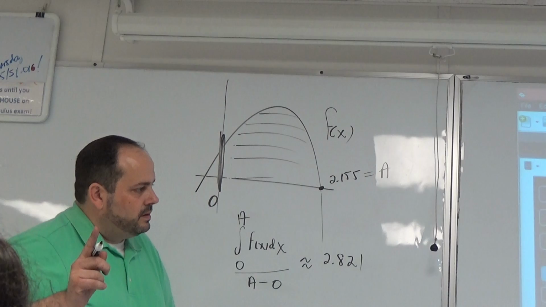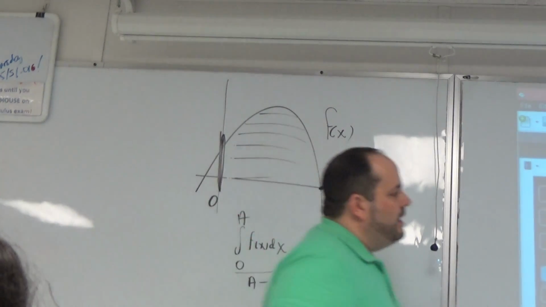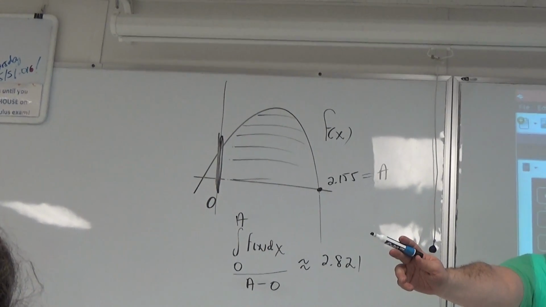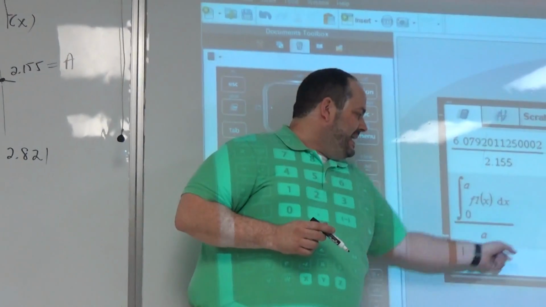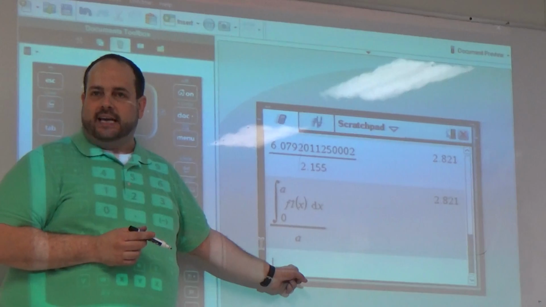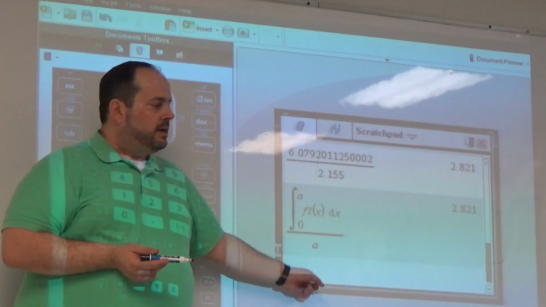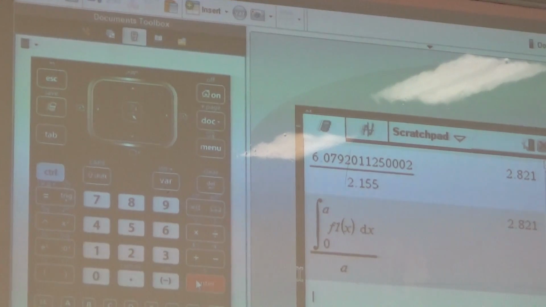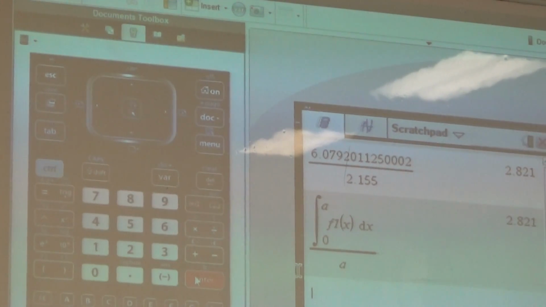Hold on, David. Okay. What I love with the Inspire, unfortunately it doesn't work as nicely for the 84 folks, is that it's exactly what you wanted to have typed in. The definite integral divided by A, yes, perfect. You're better off doing it in one step, it's going to be cleaner.